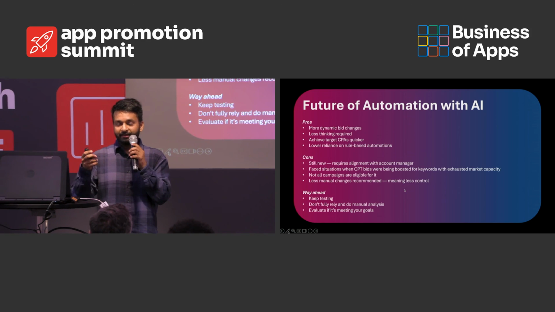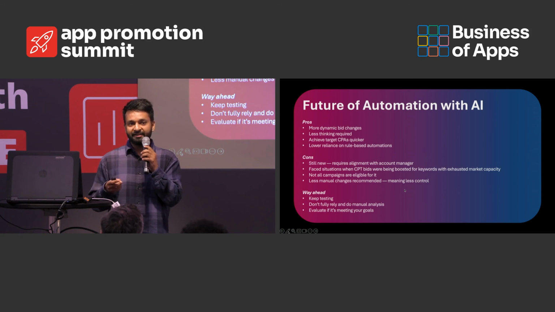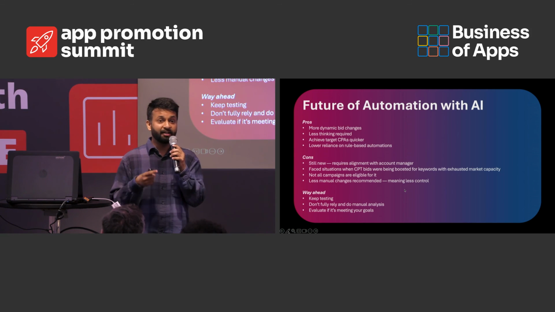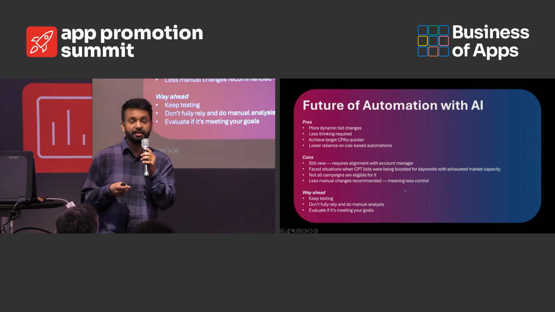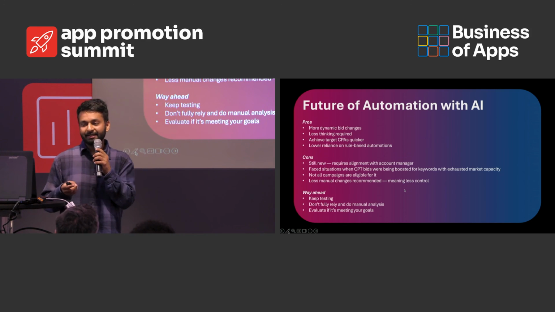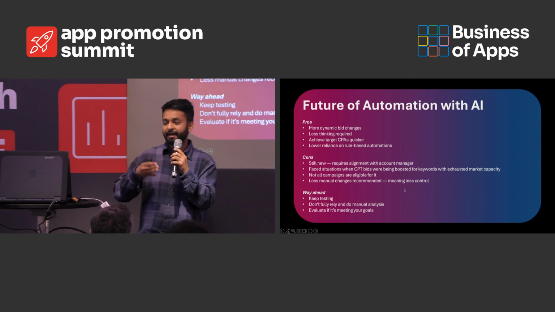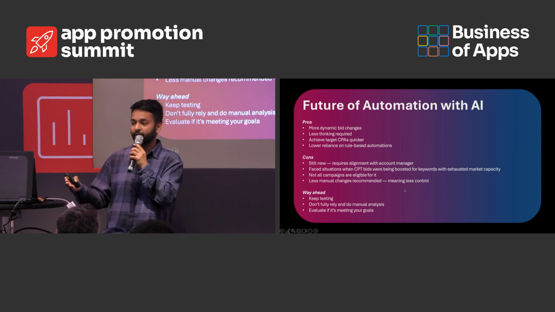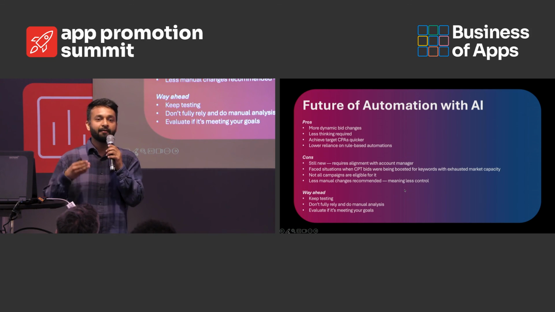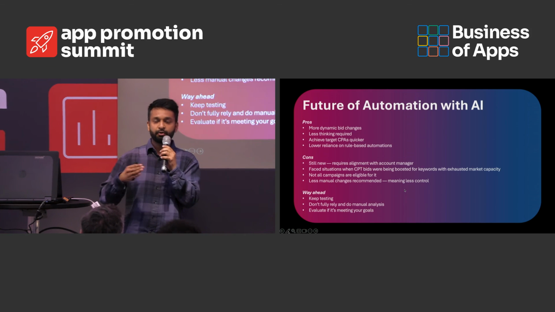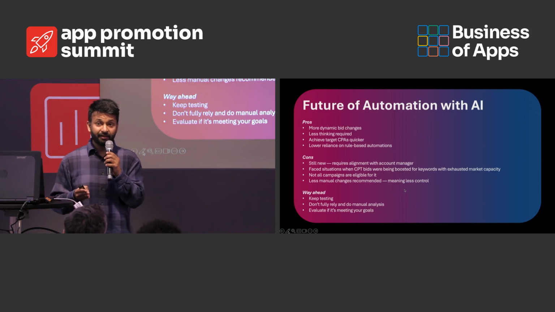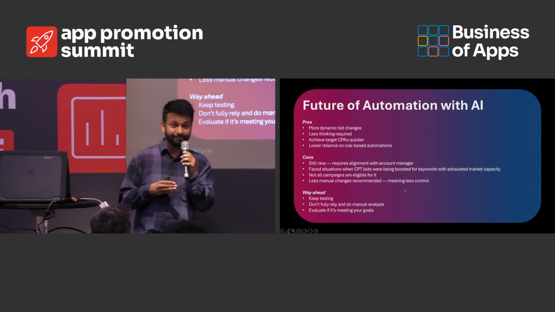Thirdly, these rules can achieve your target CPAs quicker because they know the past trends and they know what kind of bid changes can achieve your CPA goals quicker. And lastly, this shift will help you lower your reliance on rule-based automations where you have to think about what extent of change automations should make. But there are some downsides.